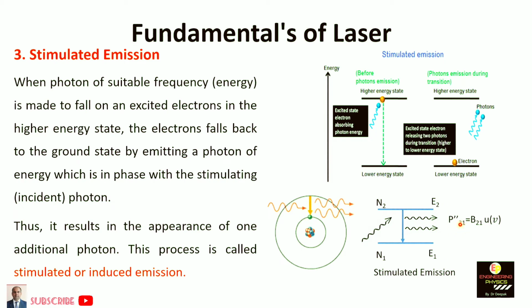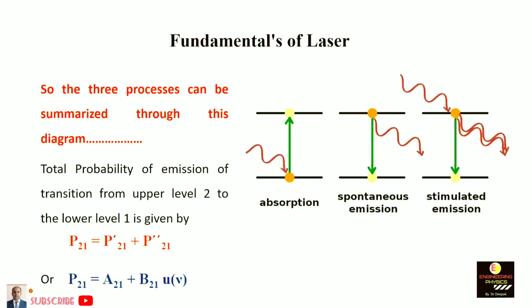So these are the equations we are using in the next article on the Einstein coefficients A and B. Now we summarize these fundamentals. The three processes can be summarized through this diagram. Number one, absorption. When a photon of light of suitable frequency strikes the electron in the ground state, it absorbs the energy and goes to the excited state. That process is known as absorption.